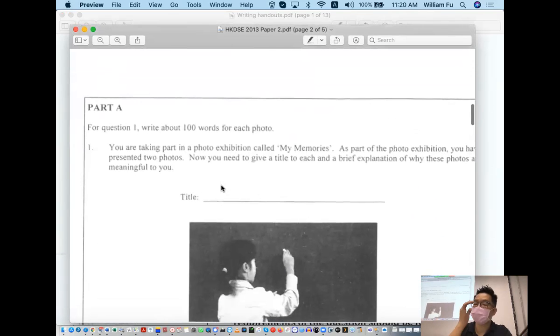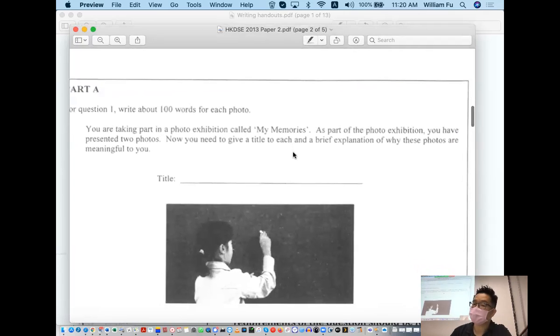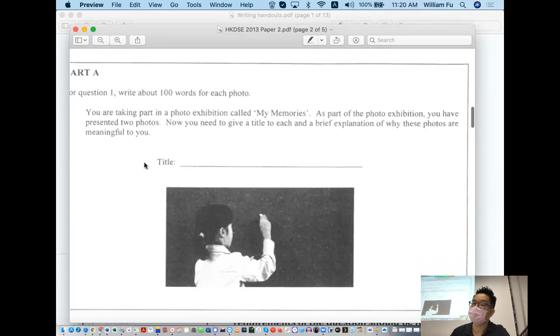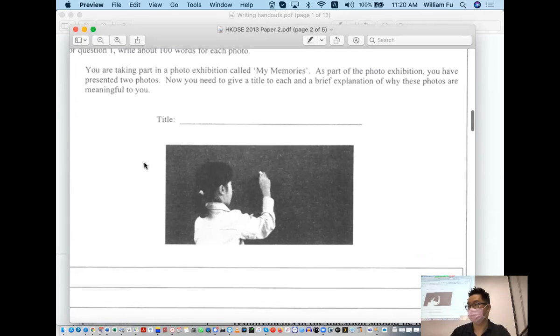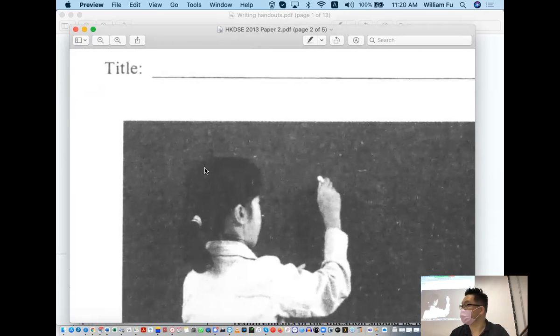Part A is something like this. Now, you are taking part in a photo exhibition called My Memories. As part of the photo exhibition, you have presented 2 photos. You need to give a title to each and a brief explanation of why these photos are meaningful to you. First of all, this photo, I suppose this is a girl.